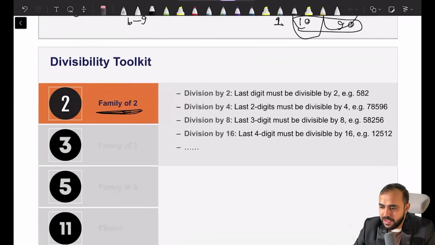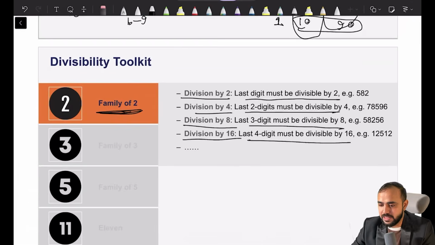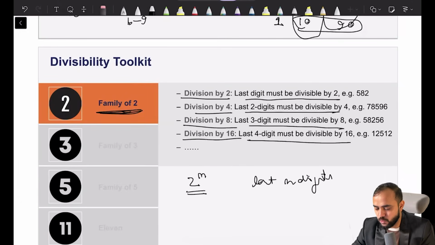First of all, the family of 2. Division by 2, the last digit must be divisible by 2. By 4, last 2 digits. By 8, last 3 digits. By 16, last 4 digits. In general, the divisibility rule for 2 to the power n is last n digits should be divisible by 2 to the power n.